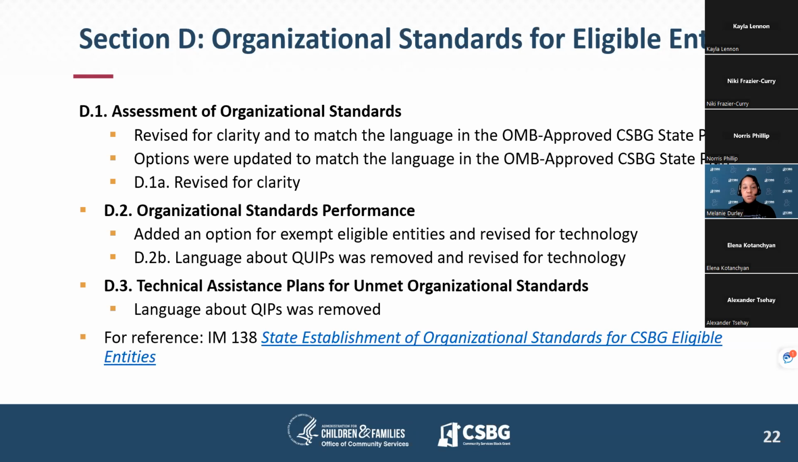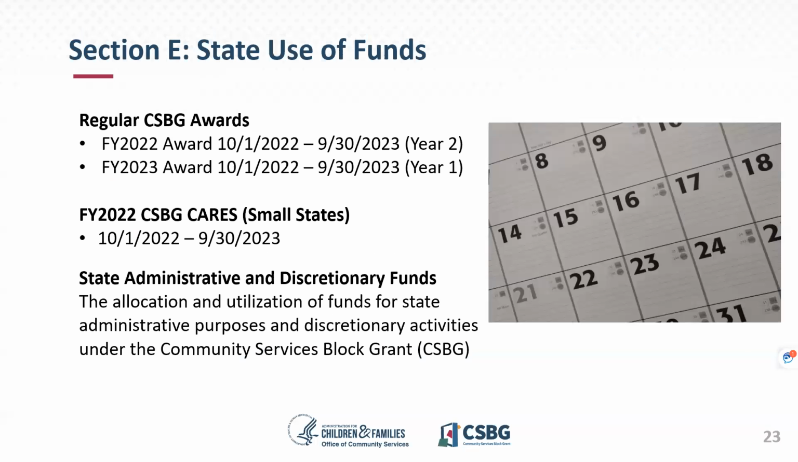I will now hand it off to Norris to review Section E, state use of funds. Thank you, Melanie. The reporting period of the FY23 annual report for CSBG regular and CARES is October 1st, 2022 through September 30th, 2023. There are 2 separate reports to be submitted, and I want to clarify what information is to be completed in Section E of each report.